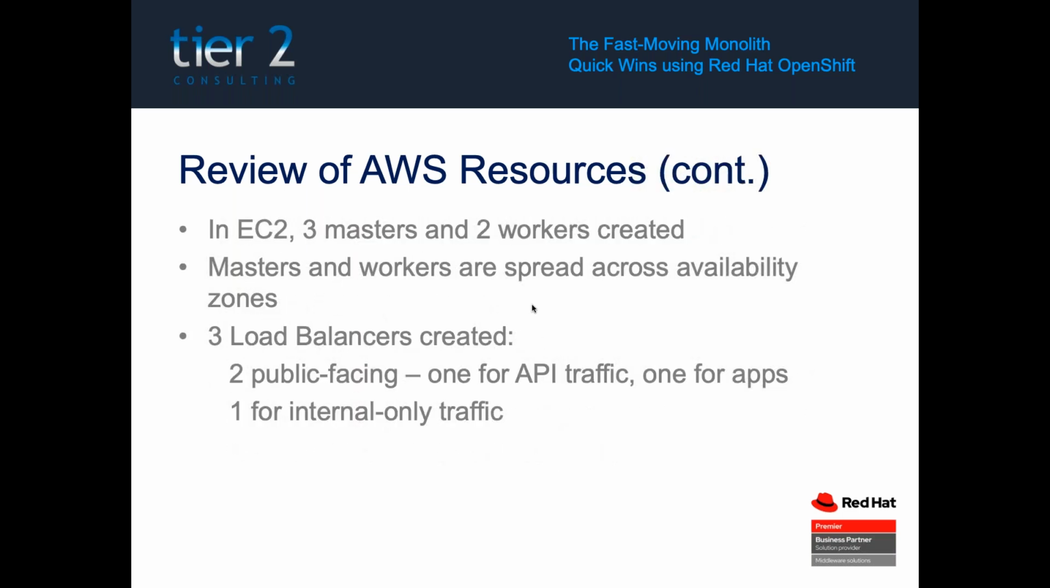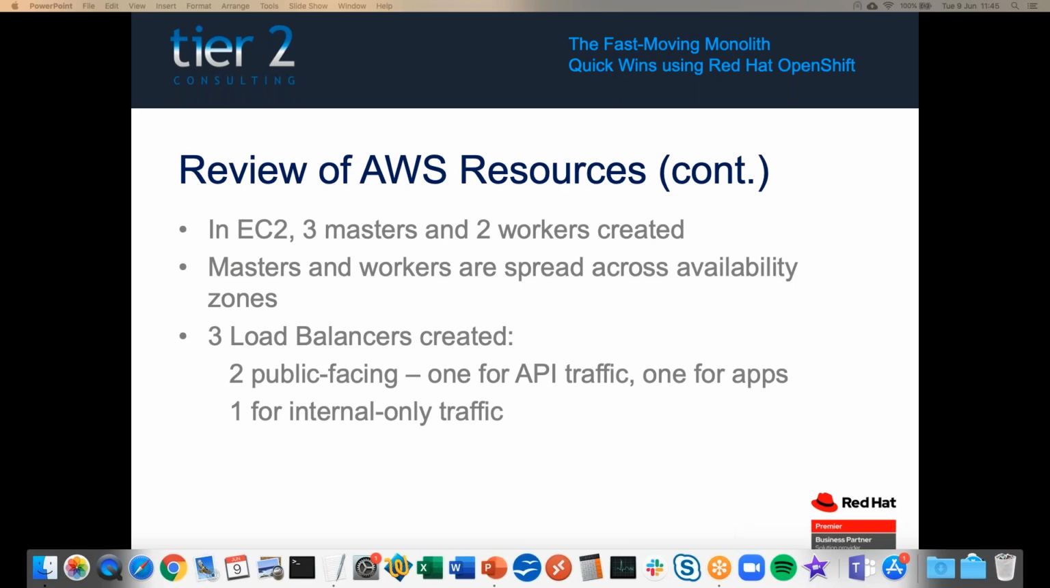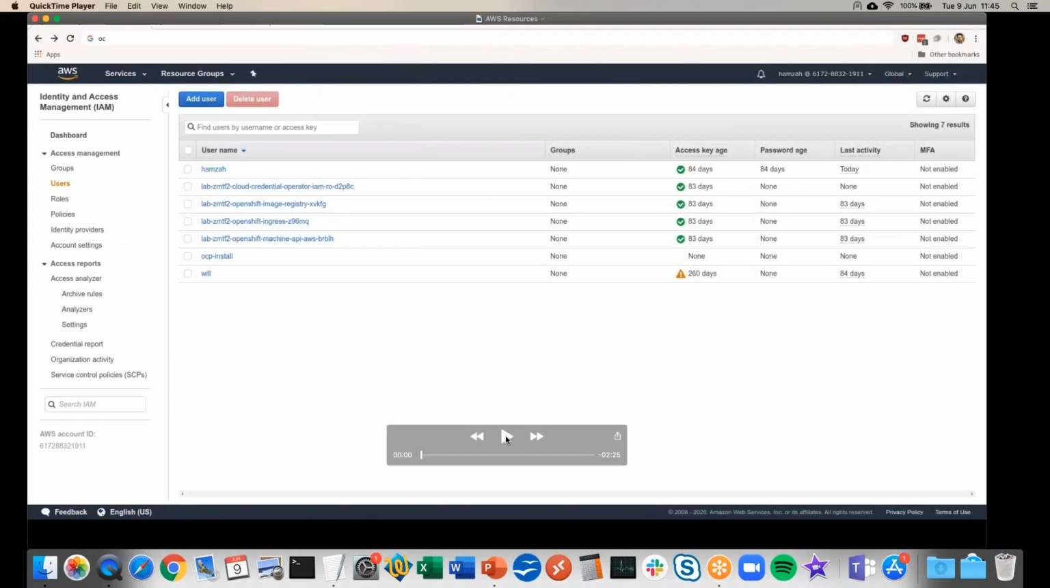What we'll also see in EC2 is our 3 masters and 2 workers being created. Now, we saw that briefly in the OpenShift console, but we'll actually see it in AWS itself. We'll also see our discarded bootstrap instance, which is basically stood up and then shut down because we don't need it anymore. And we'll also see our 3 elastic load balancers, the 2 public-facing ones and the 1 internal one. So let's go and have a look at that. We'll do a quick tour of the AWS console.